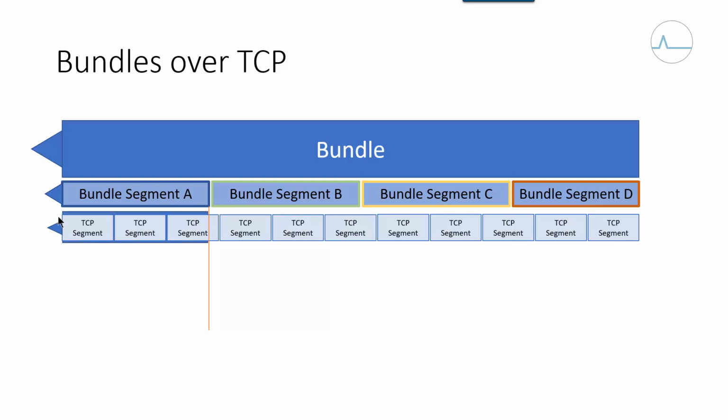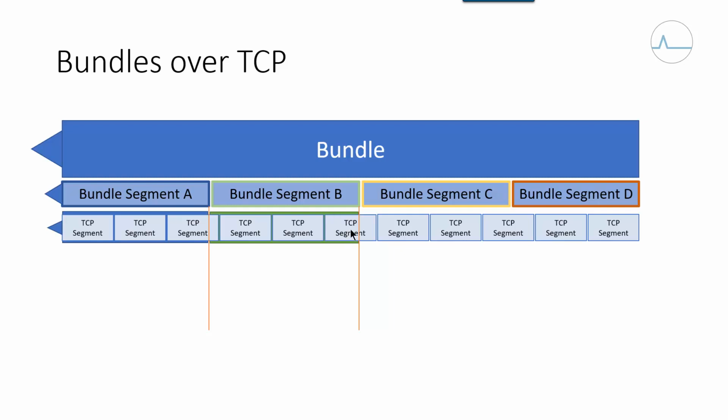So you can see that if this first bundle segment is going across the network, it's got a TCP segment, another TCP segment, and then part of the third TCP segment is part of segment A. And then bundle segment B goes out, but part of bundle segment B is sitting in the third TCP segment here. And then we have a TCP segment devoted to bundle segment B, another one, and then we only needed part of another TCP segment.